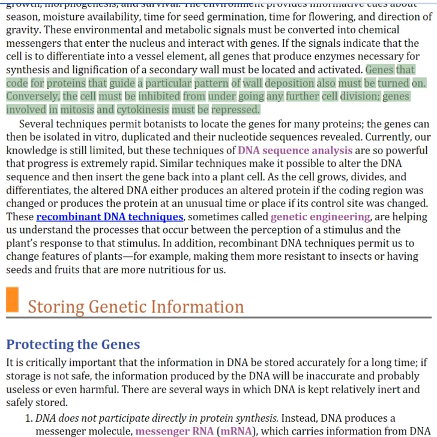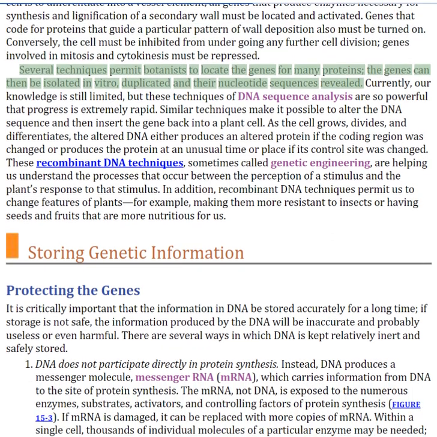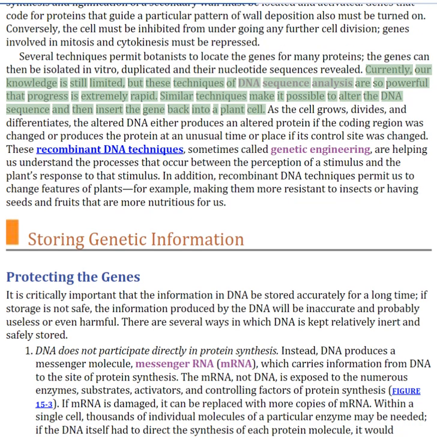Conversely, the cell must be inhibited from undergoing any further cell division. Genes involved in mitosis and cytokinesis must be repressed. Several techniques permit botanists to locate the genes for many proteins. The genes can then be isolated in vitro, duplicated, and their nucleotide sequences revealed. Currently, our knowledge is still limited, but these techniques of DNA sequence analysis are so powerful that progress is extremely rapid.